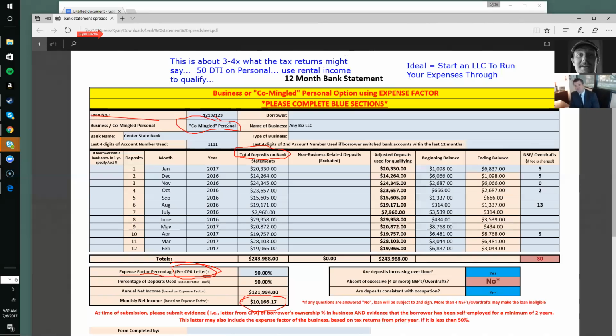Okay. And then your CPA says, hey, it doesn't even need to be the tax return. It's just a letter from the CPA saying, hey, his expenses were about 40, 50%. Correct.